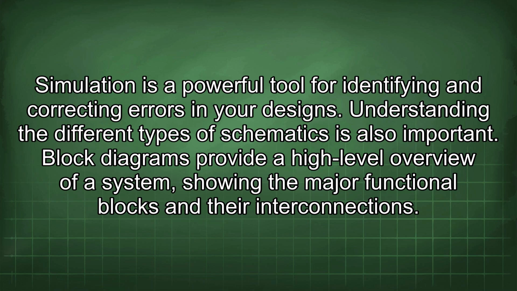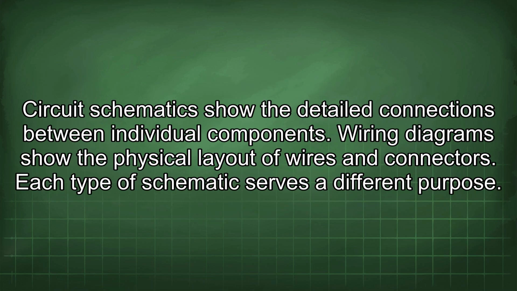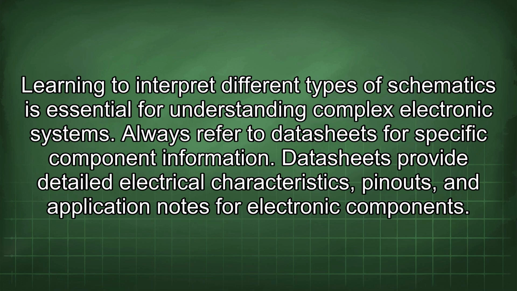Understanding the different types of schematics is also important. Block diagrams provide a high-level overview of a system, showing the major functional blocks and their interconnections. Circuit schematics show the detailed connections between individual components. Wiring diagrams show the physical layout of wires and connectors. Each type of schematic serves a different purpose. Learning to interpret different types of schematics is essential for understanding complex electronic systems.